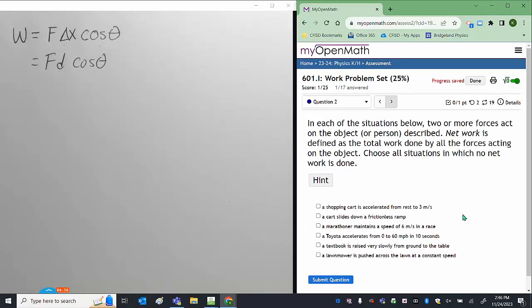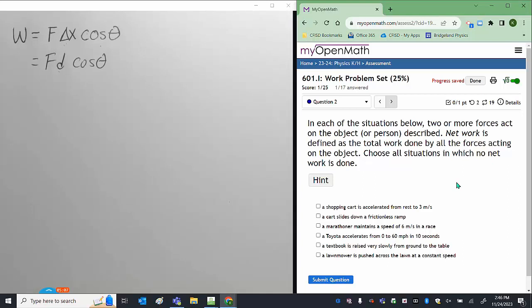Question number 2 says, in each of the situations below, two or more forces act on the object or person described. Net work is described as the total work done by all of the forces acting on the object. Choose all situations in which no net work is done. So again, same situation here.